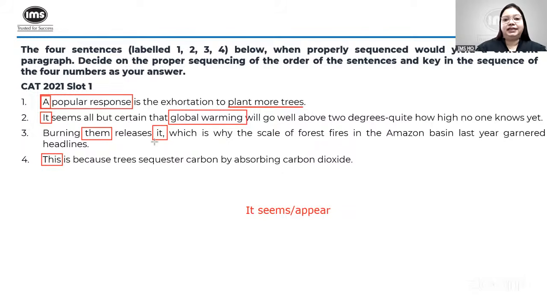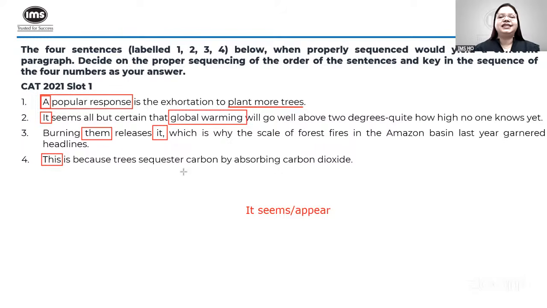Burning them releases it. Now I'm put off track again. What is "them"? What is "it" here? Which is why the scale of forest fires will actually increase carbon, correct? And it worsens global warming. So 3 kind of puts me off track.